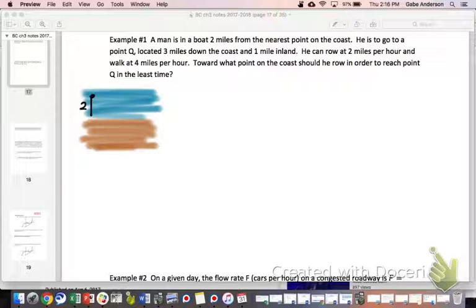And he wants to get to point Q, which is located 3 miles down the coast and 1 mile inland. And so we'll say that point Q is right about there. And then that would make this distance 1 mile. Okay. So then the whole distance right there, that would be 3, wouldn't it? So that would be 3.